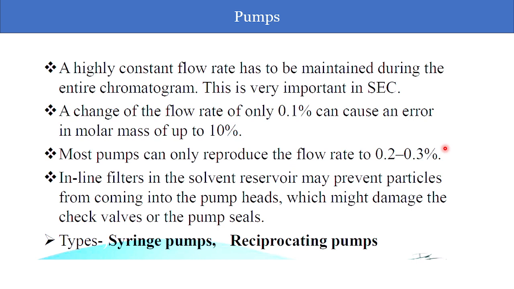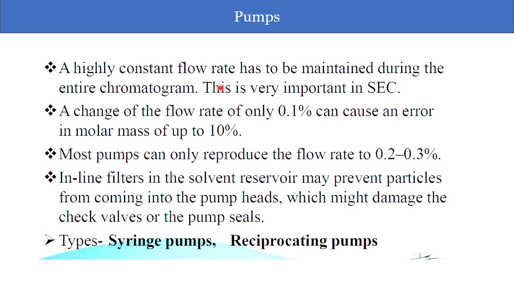So another important component of this size exclusion chromatography is pumps. A highly constant rate of flow is very important to be maintained during the entire chromatography. The constant flow rate is very important. You cannot have a gradient of flow rates, or you cannot keep the flow rate fluctuating. So that is a very important thing in SEC. For that we use pumps.